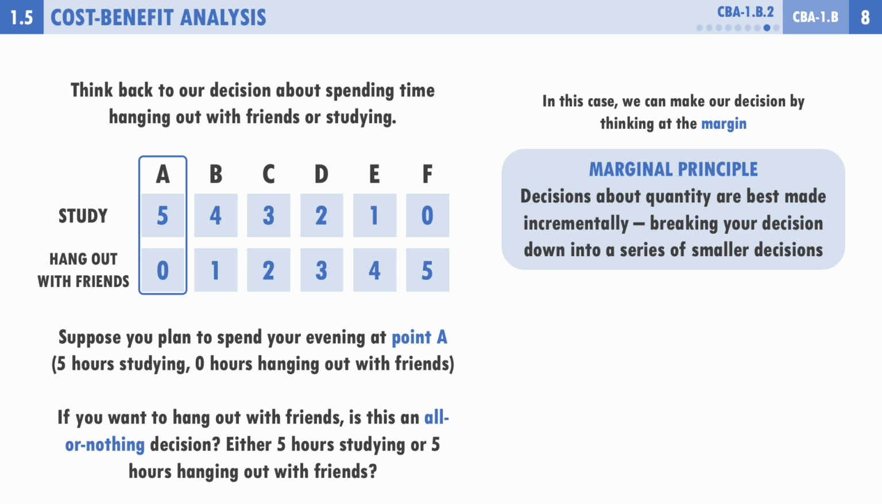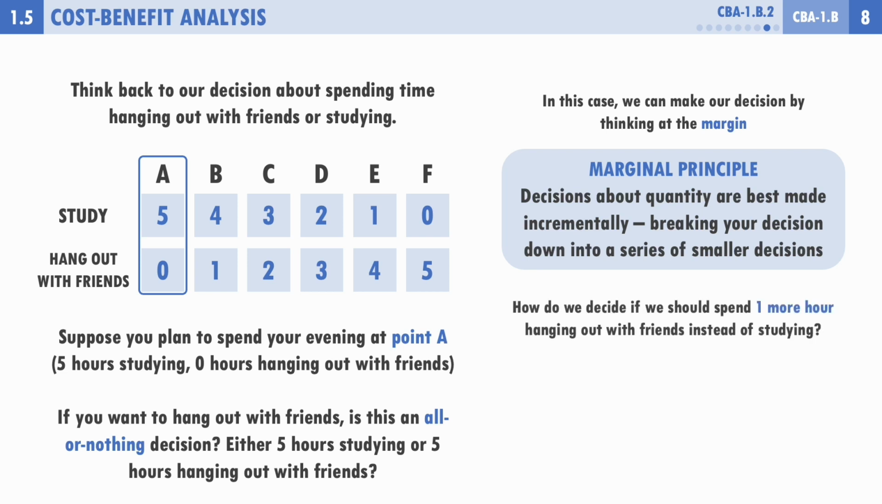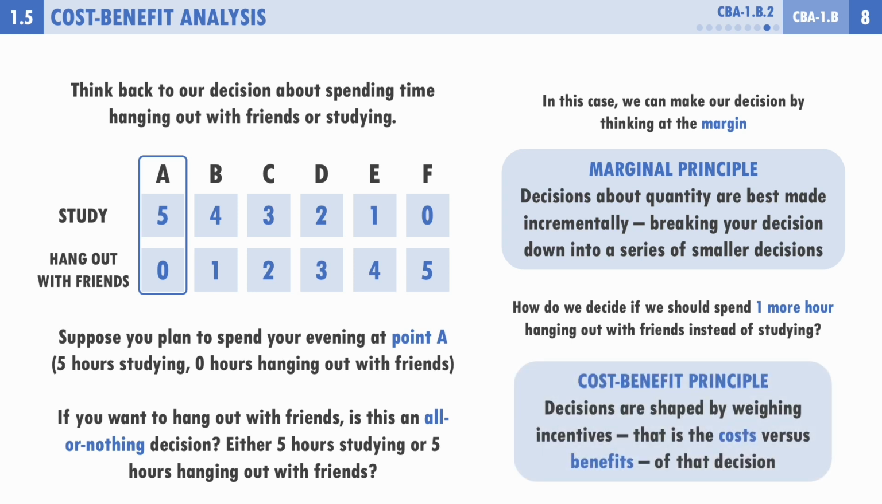Break it down into a series of smaller decisions, like, hey, should I hang out with my friends for 1 more hour? And then how about another hour? How about another hour? Rather than looking at it as one big decision. And then we can also use that cost-benefit analysis by applying that cost-benefit principle, where we see that, again, our decisions are best made whenever we weigh the cost versus the benefits.